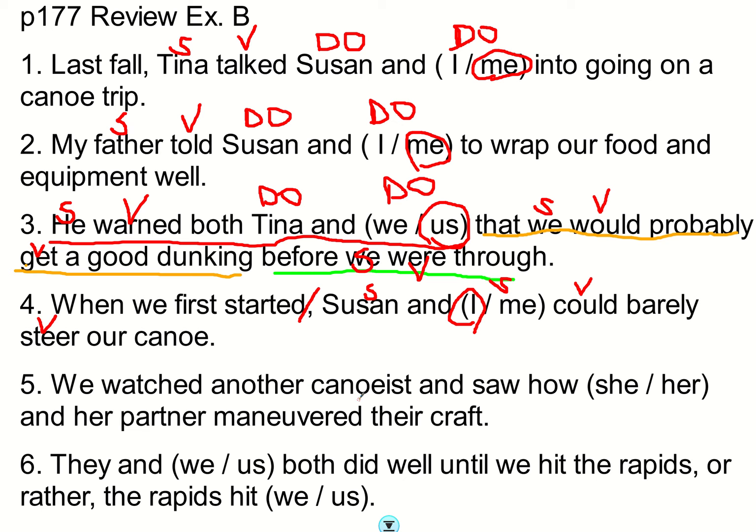Number 5, we watched another canoeist and saw how she or her and her partner maneuvered their craft. The clause that we care about starts here with how. So, how she or her and her partner maneuvered their craft. In that part that's underlined, she or her is a subject, her partner is a subject, maneuvered is a verb, craft is a direct object. So since she or her is a subject, means we want to choose she as our answer.